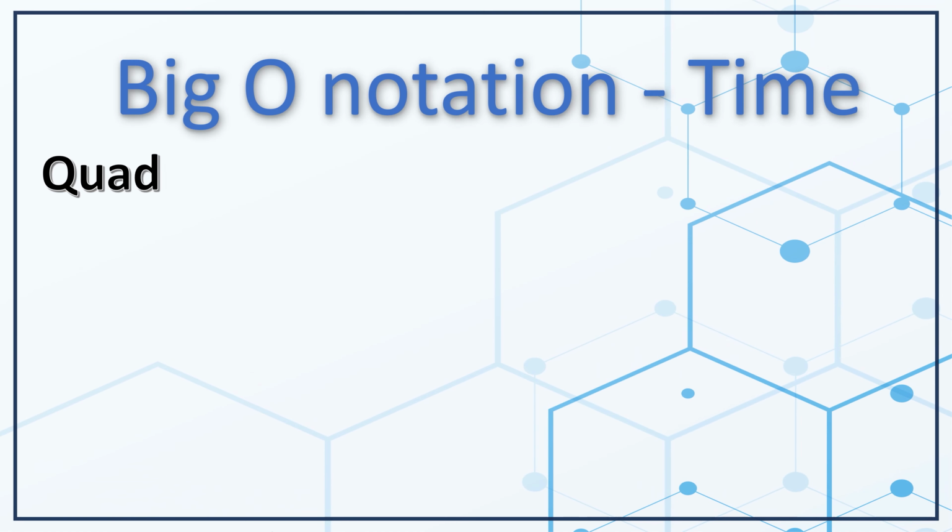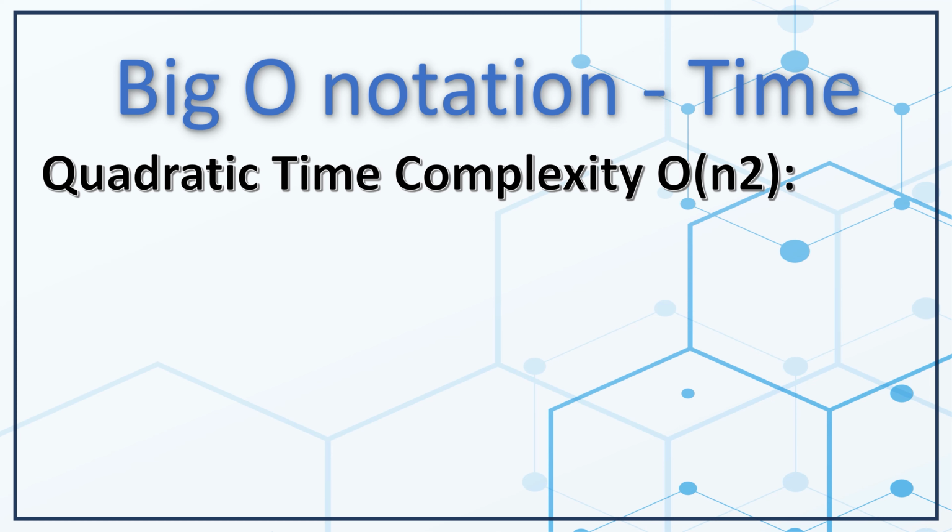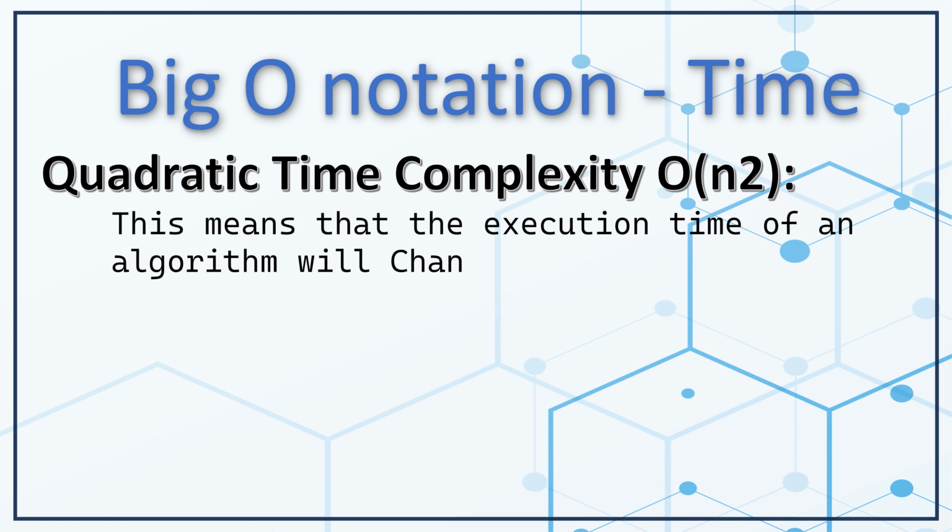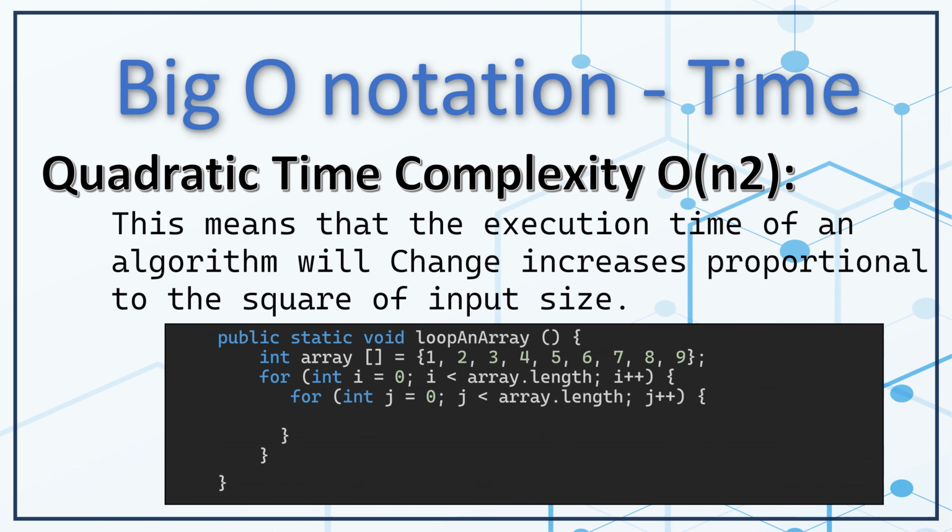Quadratic time complexity. This means the execution time of an algorithm will increase in proportion to the square of the input. This is an example of quadratic time complexity, which is nested for loops.